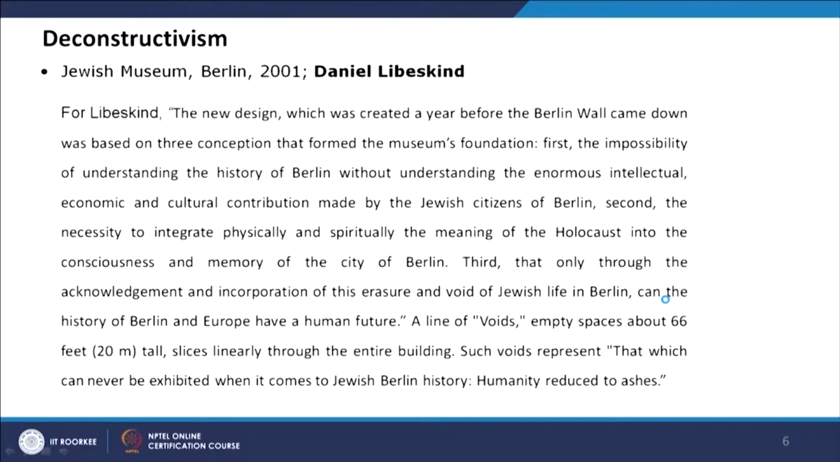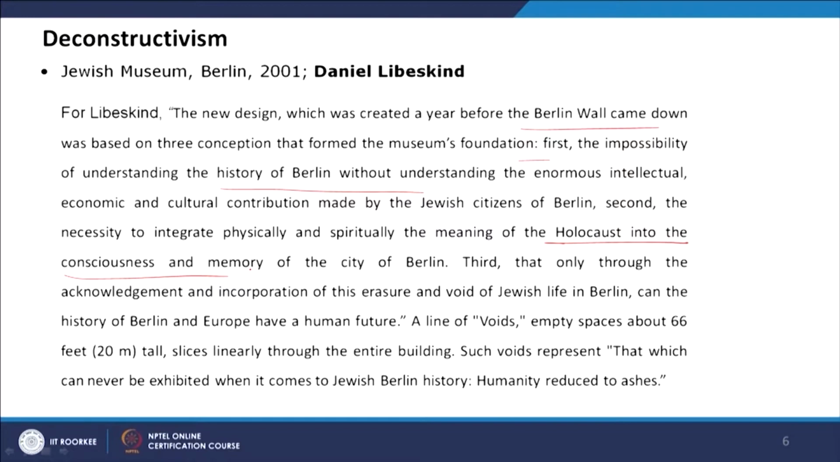It talks about the creation of the Berlin Wall, and the history of the Berlin Wall, and how Germany was divided and then came together again. The things he is depicting through the design are, first, to understand the history of Berlin and the intellectual and Jewish impact on Berlin. And then there's another thing, the Holocaust, which this building talks about.